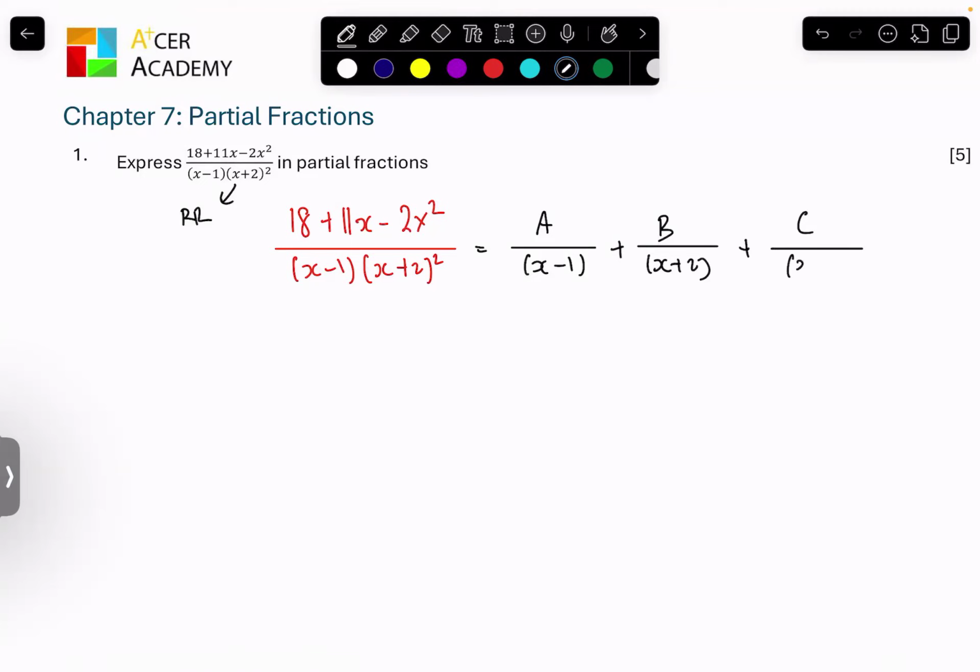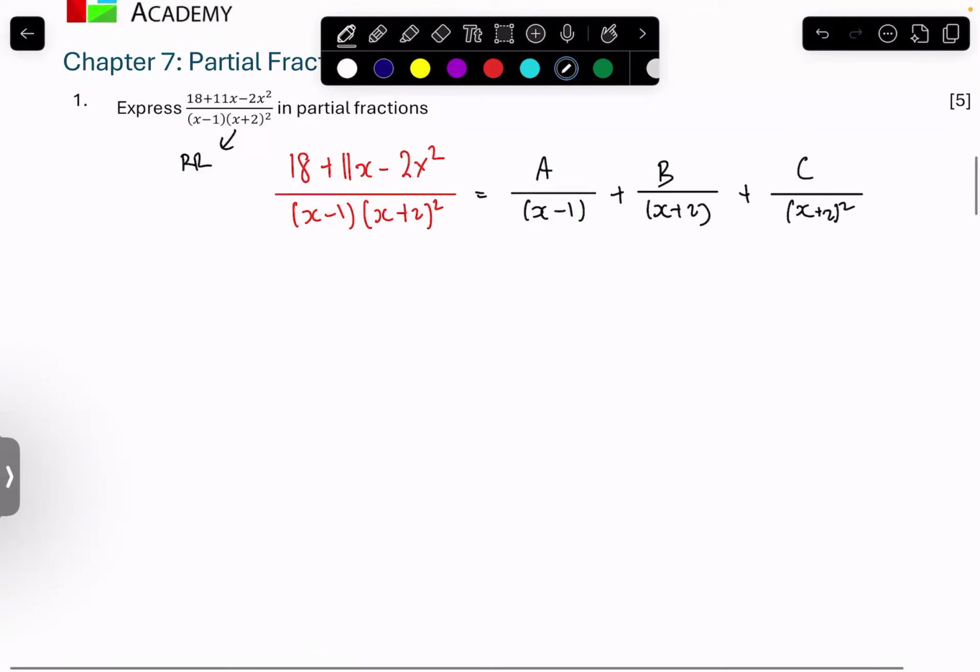Okay, so partial fraction is one of the easiest topics. So you all should aim to score full marks for partial fractions.